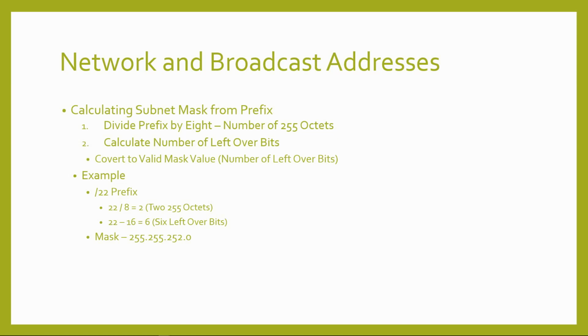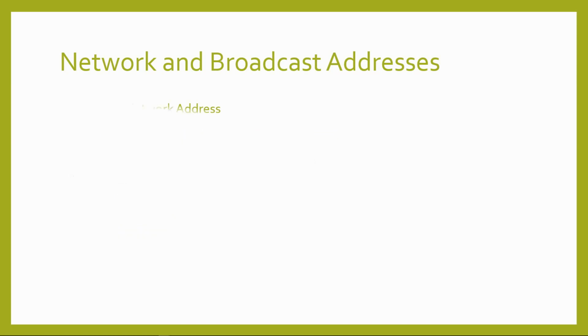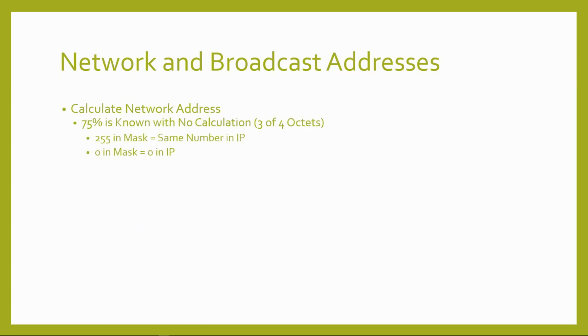So now we've just converted our prefix number into a subnet mask. At this point, we can start to calculate the subnet address. Unlike what most networking books try to do, which is show you how to do all 32 bits, I'm going to show you that 75% of the problem is already known. That means we don't have to calculate it. 3 of the 4 octets we can see very clearly without doing any hard math. We just know what it is.